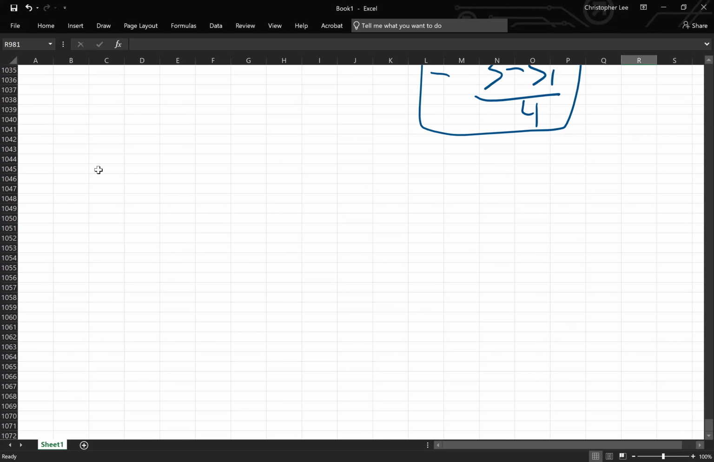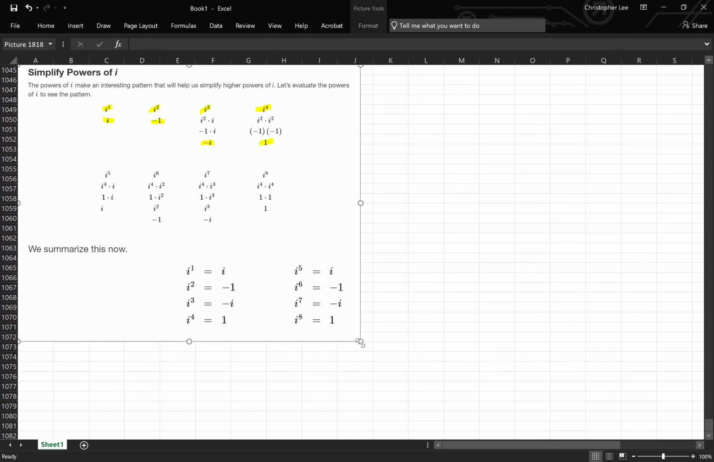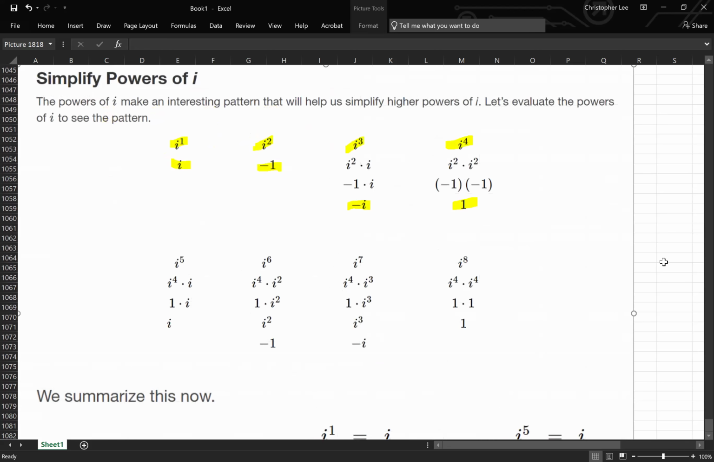This is on your homework, this is on test 3, and this is on your final, this next topic. So we're talking about simplifying powers of i. The powers of i make an interesting pattern that will help us simplify higher powers of i. Let's evaluate the powers of i to see. i to the first power is just i. i to the second power is negative 1. i to the third power, you can just multiply i squared times i, which becomes negative i. i to the fourth power, you can just say i squared times i squared, which is negative 1 times negative 1, which is positive 1.